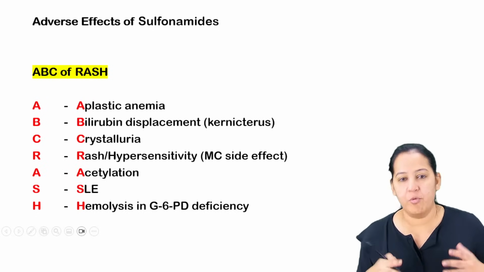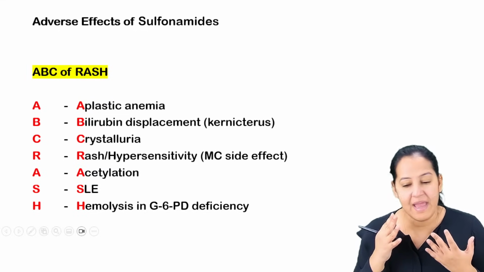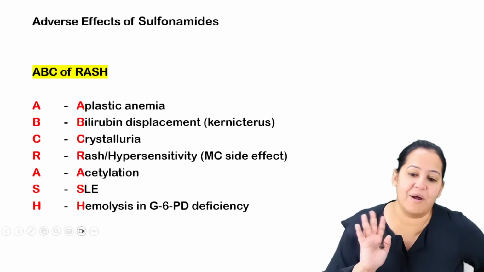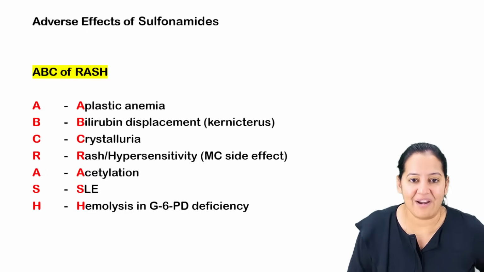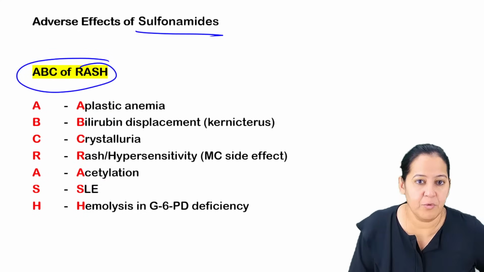Now, the adverse effect of both of them is the same, because we don't give them alone. I'm sorry, adverse effect of both of them is different, but uses of them is the same, because we don't give them alone. We give them together only. So adverse effect of sulfonamide, the mnemonic is ABC rash. A stands for aplastic anemia.